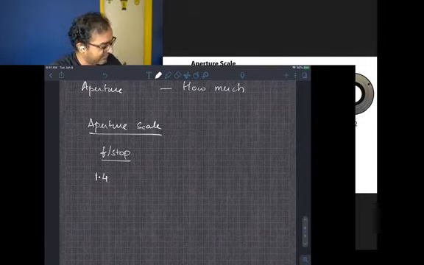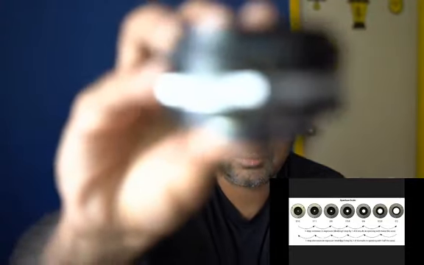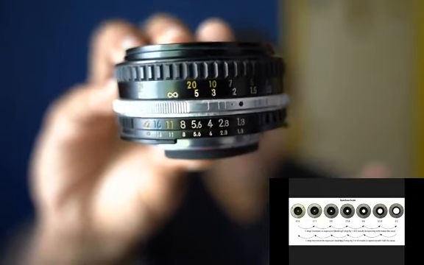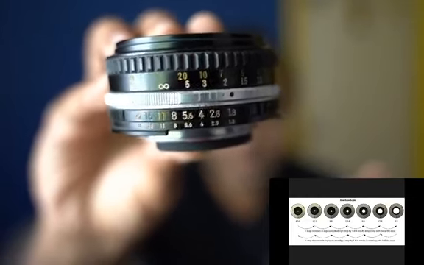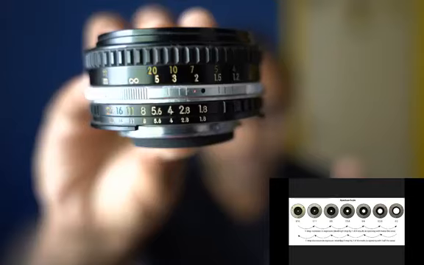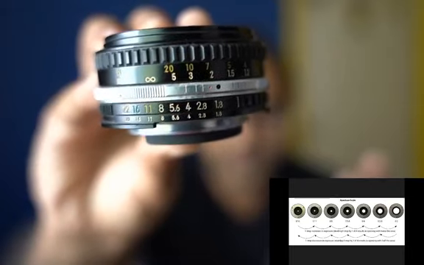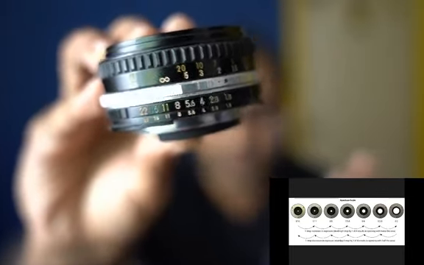Just give me 1 second. I'll just wait for my camera to focus on this. Right? You can see the aperture numbers on this lens. It says 1.8, 2.8, 4, 5.6, 8, 11, 16, 22.